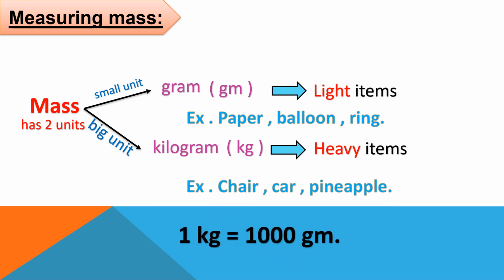And we know the relation between kilogram and gram. 1 kilogram equals 1000 grams.